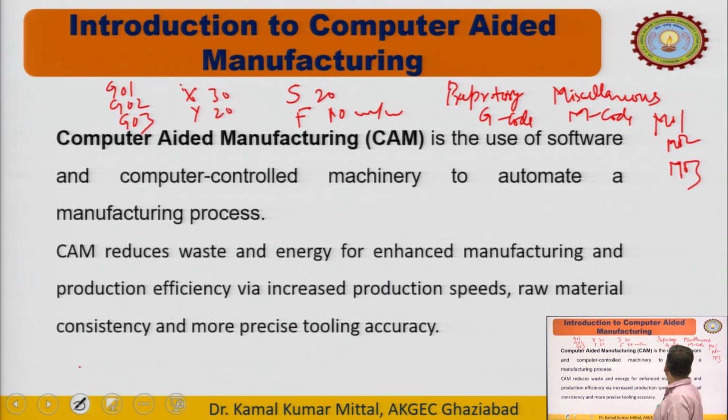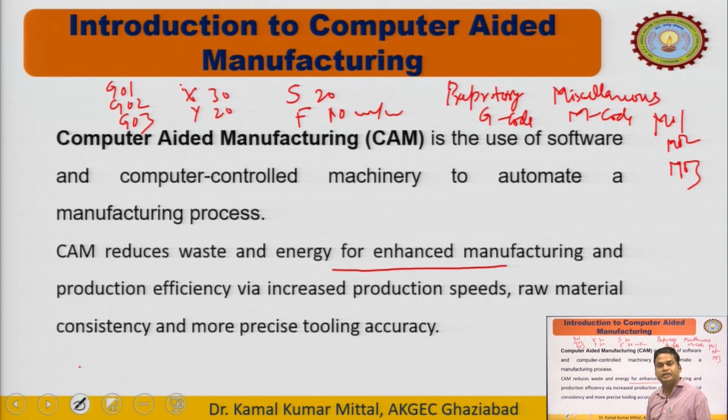So CAM is the use of software and computer controlled machinery to automate a manufacturing process. CAM reduces waste and energy for enhanced manufacturing and production efficiency via increased production speeds, raw material consistency and more precise tooling accuracy, because we are using computer system. So computer system means already program is there. So this is more accurate.